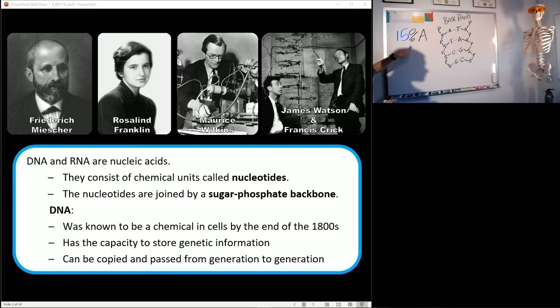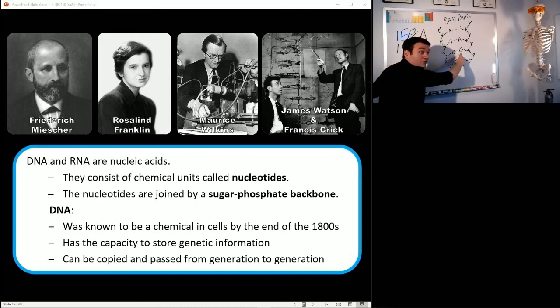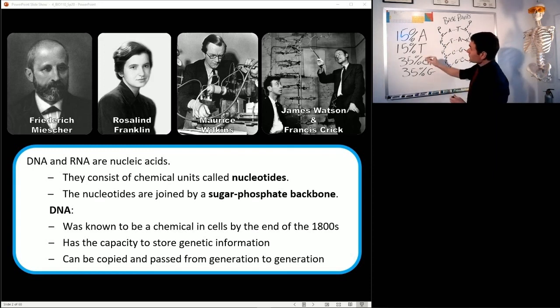Well, there's always going to be an equal amount of T, so it will also be 15% T. Now, if you add these together, you get 30%, and all of the rest of the sample must be C and G. So it's 70% C and G, which also must show up in equal amounts. So you divide 70 by 2, and you get 35. So our sample would be 15% A, 15% T, 35% C, and 35% G at the end.